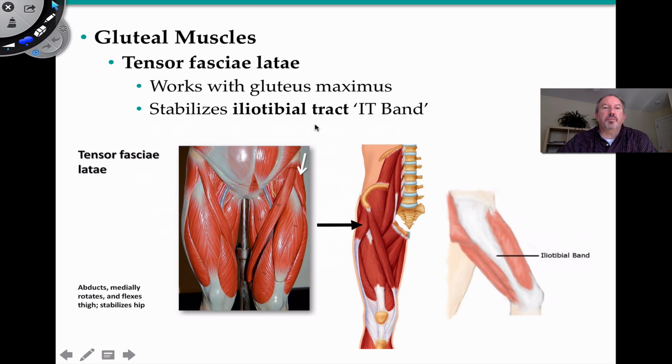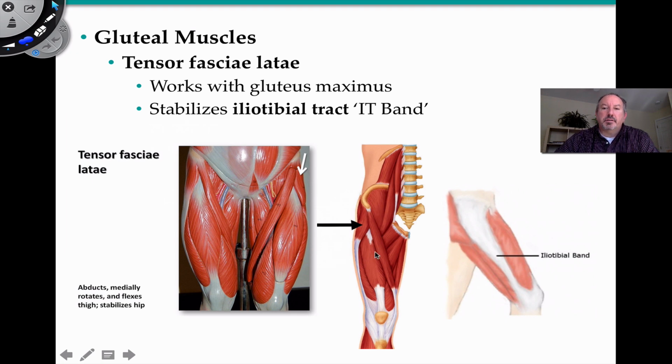Okay, and then we have this tensor fasciae latae. It's a mouthful. Hopefully I'm pronouncing that right. I apologize if I'm not. So it works with the gluteus maximus, and basically it's located right here. You can see right here is your tensor muscle, and it's associated with this IT band, or iliotibial tract.